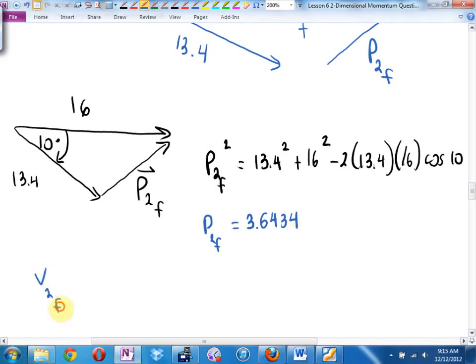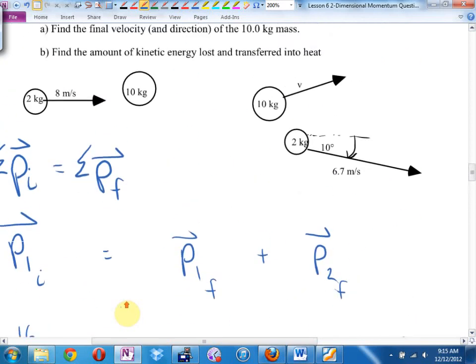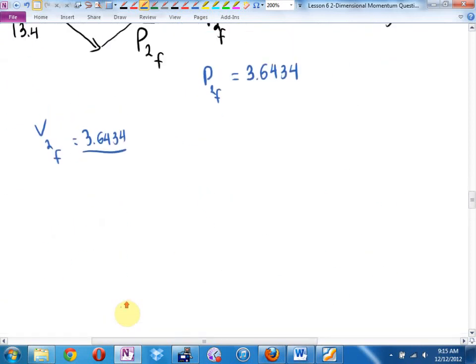Velocity 2 final is going to be 3.6434 divided by, what was mass 2? It must say in the question somewhere. 10 kilograms? Oh, I can do that in my head. No calculator required to divide by 10. 0.364. You never know. Oh, I'm not done, though. You know what I've just found? The speed. What do I need to find?